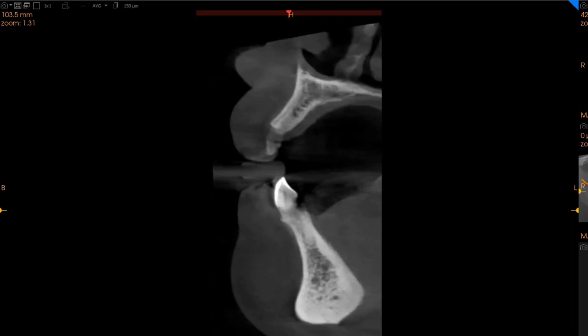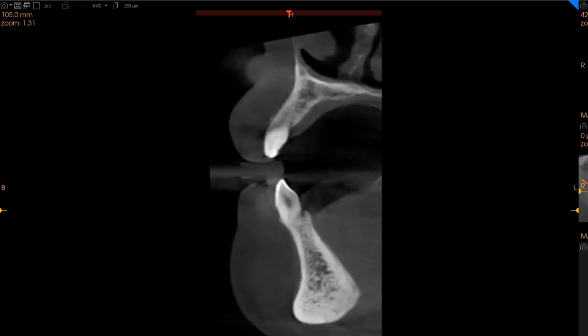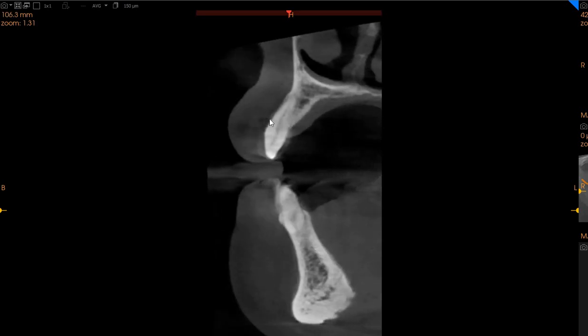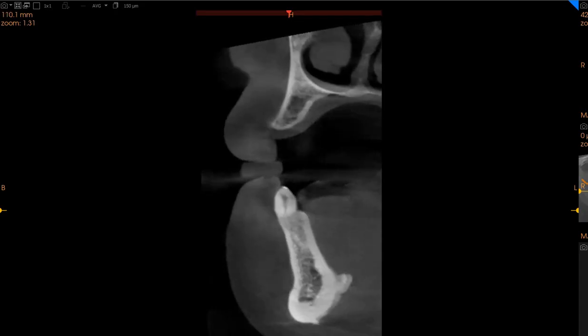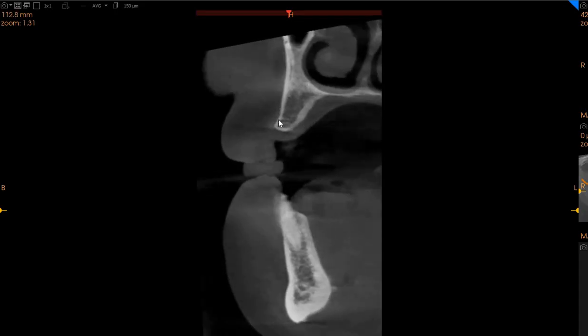And then we go to the canine region right here. This canine is also doing well, no periapical radiolucencies, 6 millimeters of width, 14 millimeters of height. The first premolar region is right here. D3 quality bone, 4 millimeters of width with approximately 13 millimeters of height.